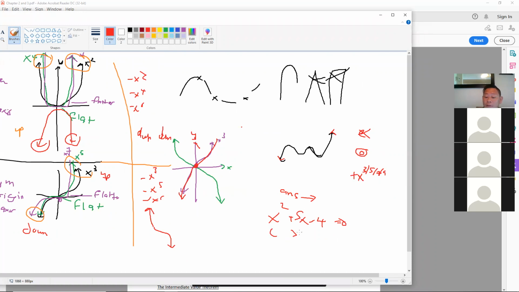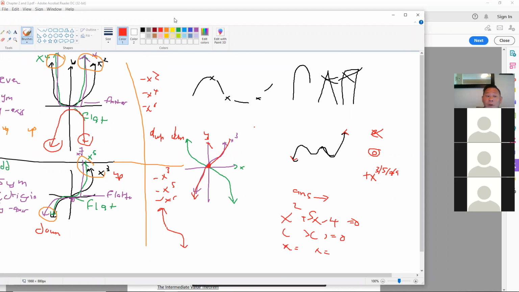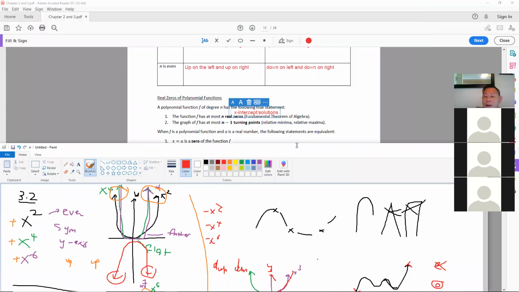You factor this and you solve for it. How many x values do you get? You got 2 x values, right? So this is what happens to this theorem. We call that your fundamental theorem of algebra.